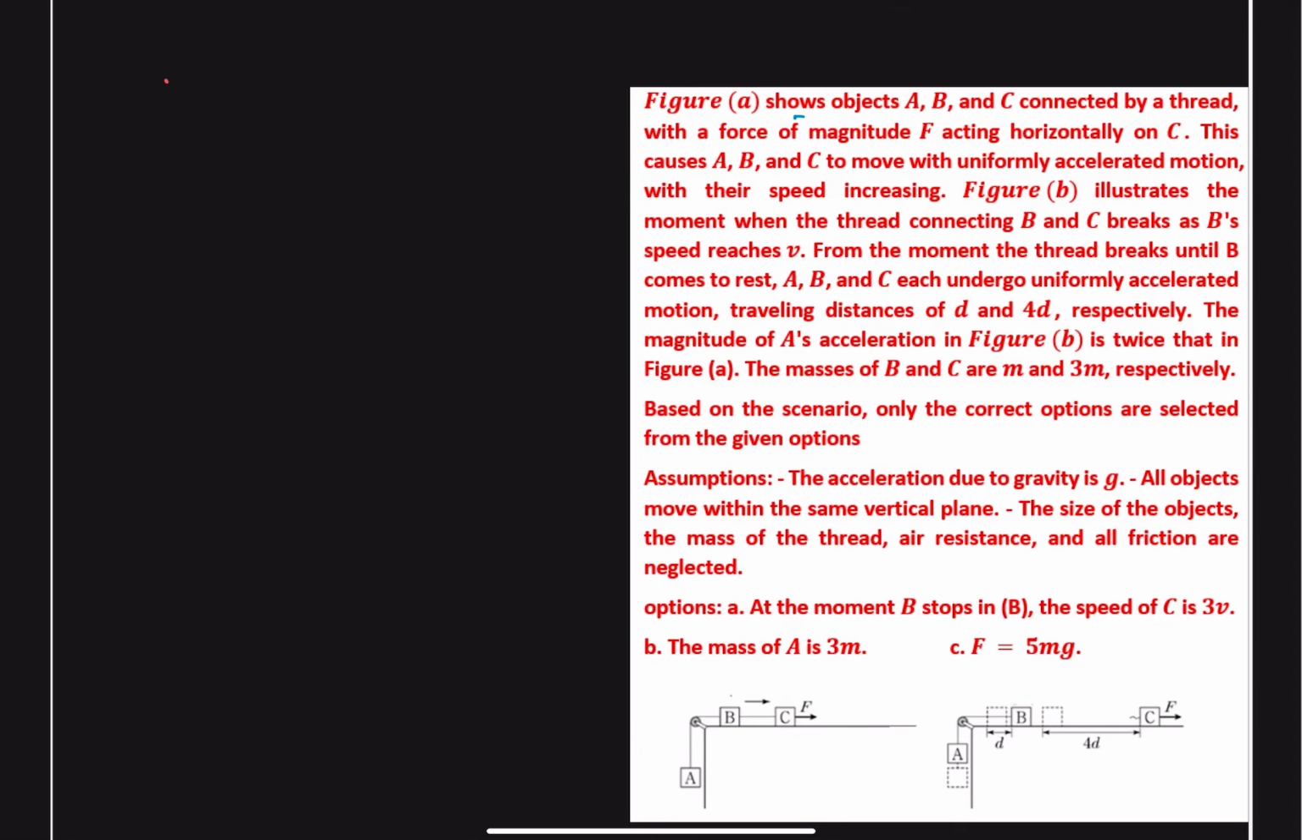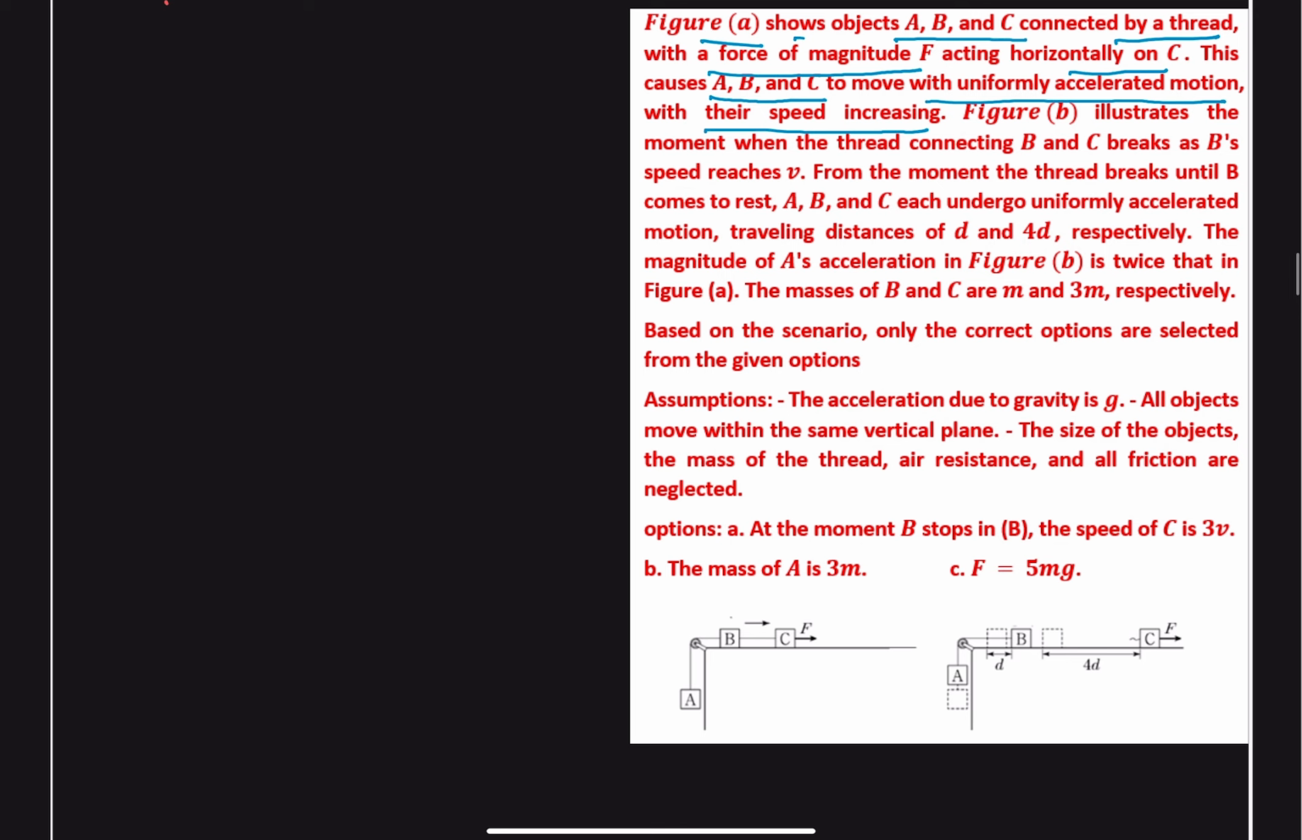Figure A shows objects A, B and C connected by a thread with a force of magnitude F acting horizontally on C. This causes A, B and C to move in uniformly accelerated motion with their speed increasing. Figure B illustrates the moment when the thread connecting B and C breaks as B reaches velocity v.